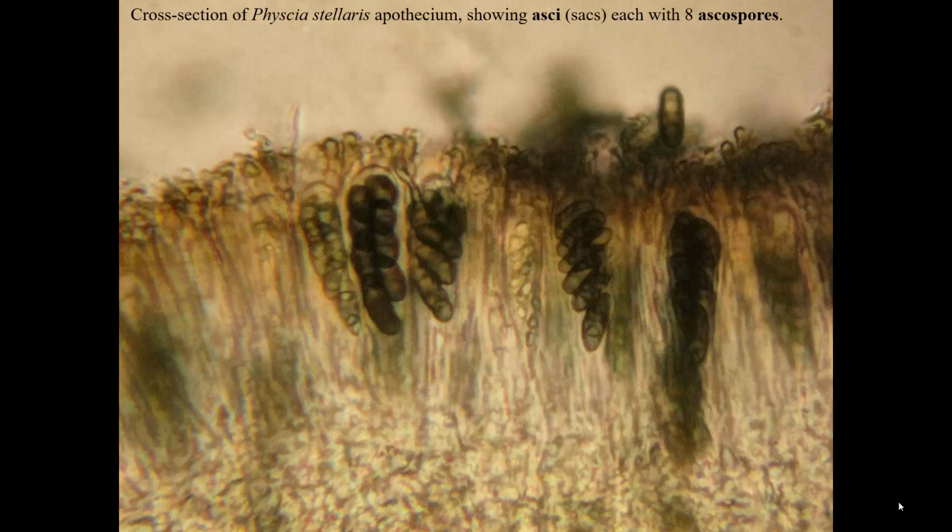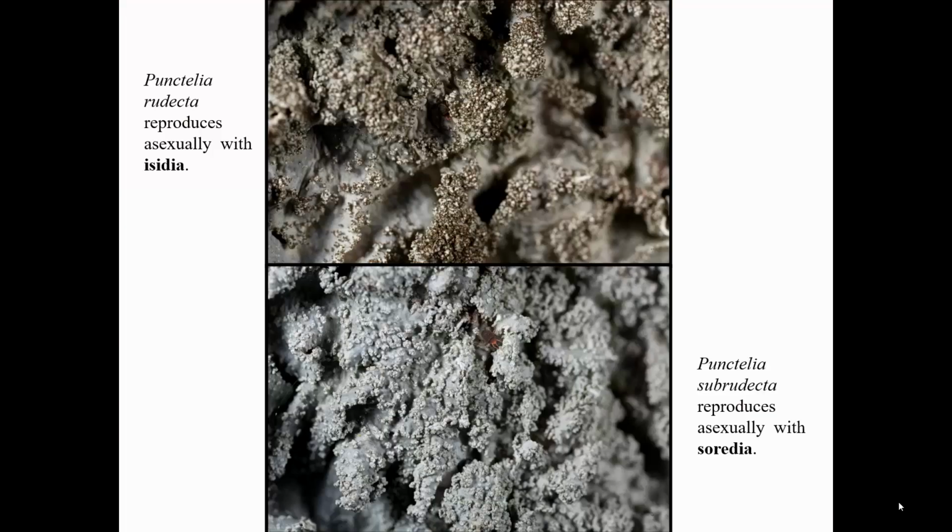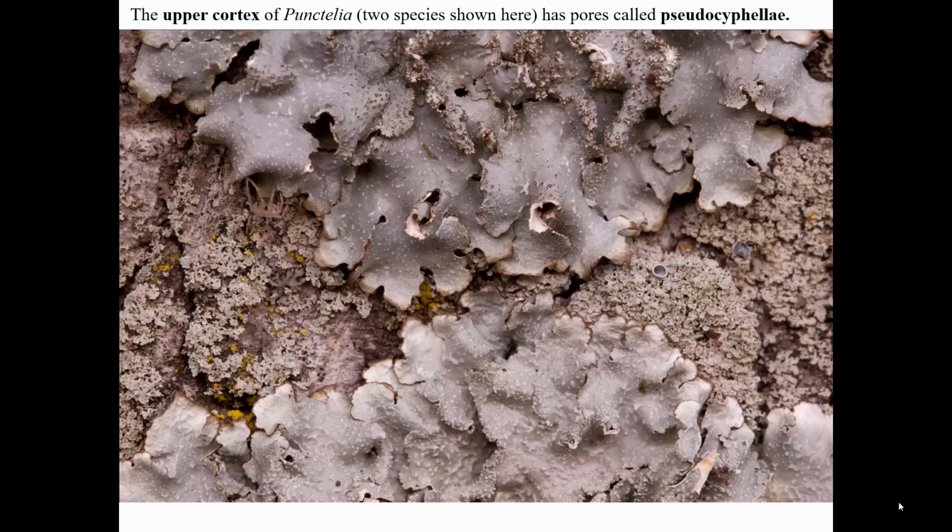Here's a cross-section showing through a microscope the asci, microscopic, each with 8 ascospores in it. Here are 2 lichens that show different ways of reproducing asexually. The finger-like projections that make the upper one look kind of rough is isidia, and the puffy little powdery aggregations that make the lower one look a little softer are soredia. And some lichens, especially the ones in the very important and widespread genus Punctelia, have breaks in the upper surface that are called pseudocyphellae, little holes in the cortex through which you can see the medulla.